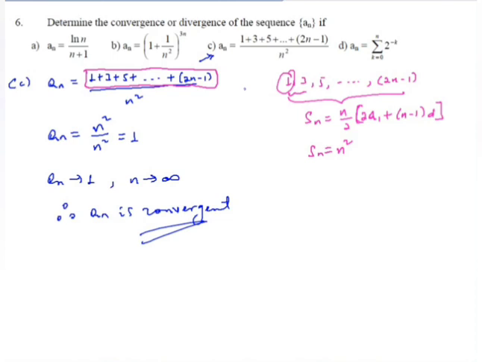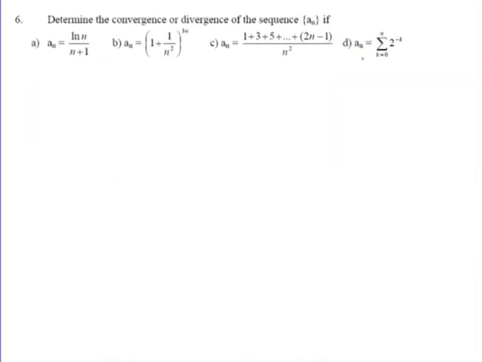The sequence in part c is convergent. Now let's see part d. In part d the sequence is an equals the sum of k starting from 0 up to n of 2 to the power of minus k. These are the terms of the sequence.